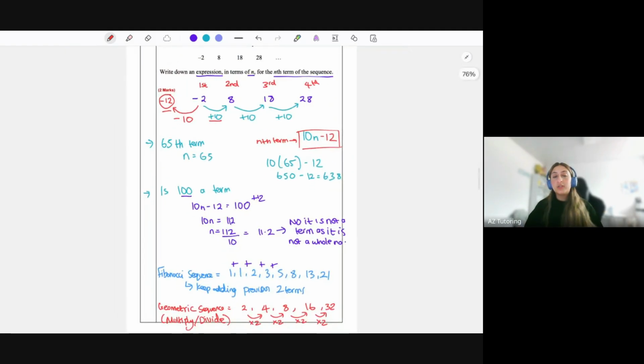Foundation students only need to know about arithmetic, but they need to be aware of Fibonacci sequence and geometric sequence, what it is, because they might give you a question and they might test you on what's the next term going to be. So you need to be able to notice the trend.